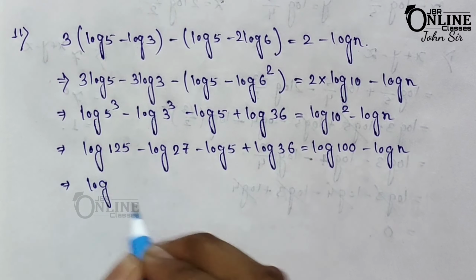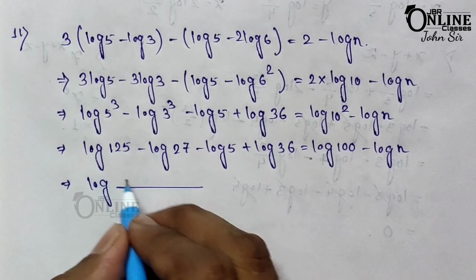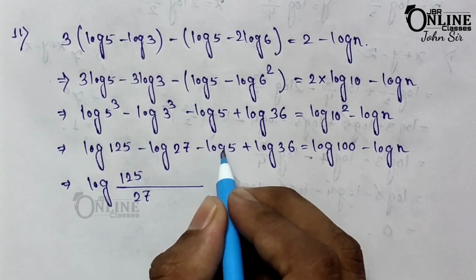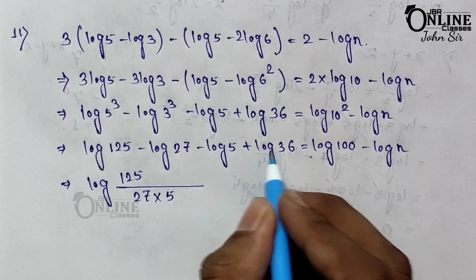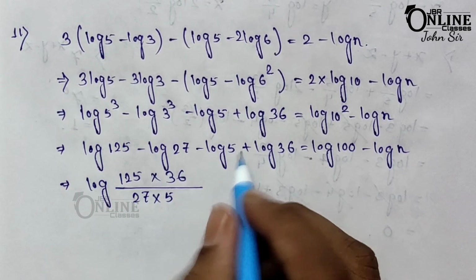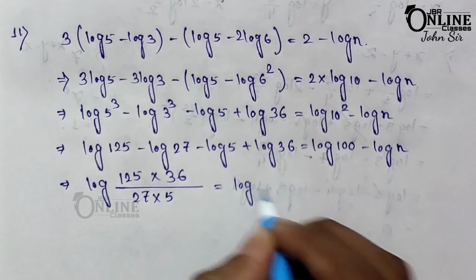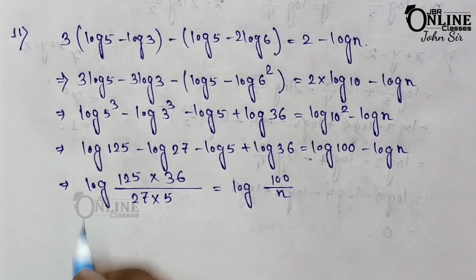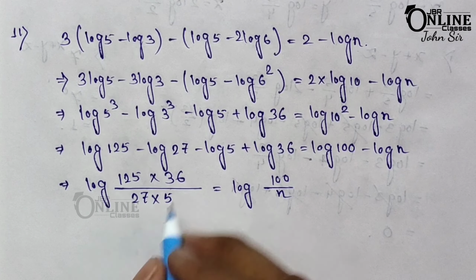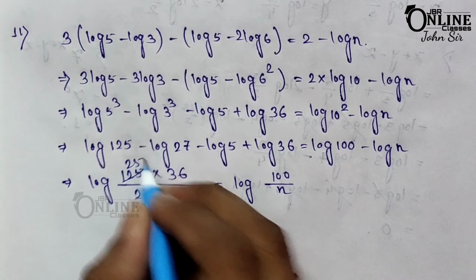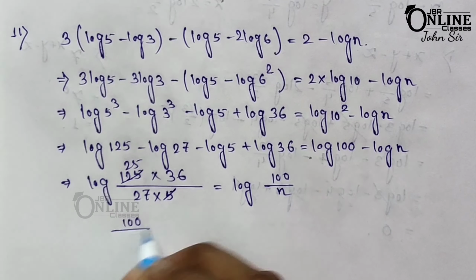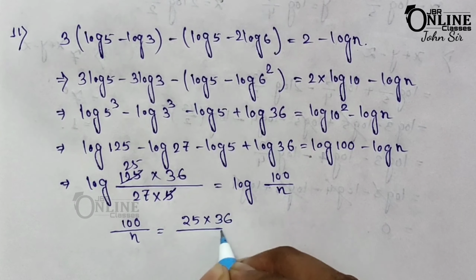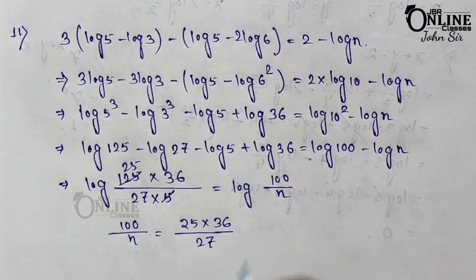Now write log. So here 125 as positive. So here 27 negative, write in denominator. 5 also negative in denominator. 36 positive, so in numerator. Here also log, it's 100 by n. Then log will be cancelled out, 25. So here 100 by n equals 25 into 36 by 27.